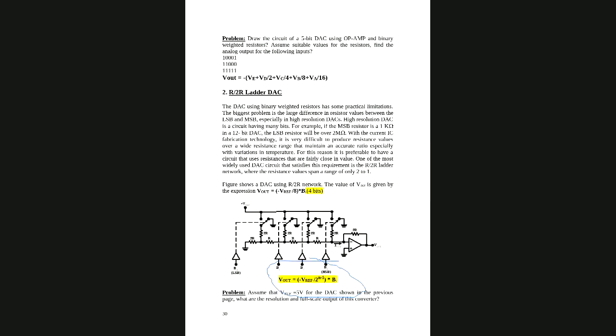Times what? What is B? 15. Clear? Okay. So we got minus 5/8 times 15, which is minus 9.375 volt.